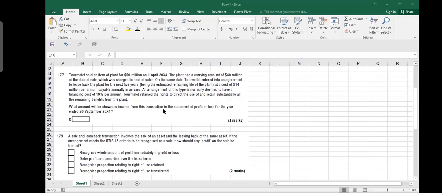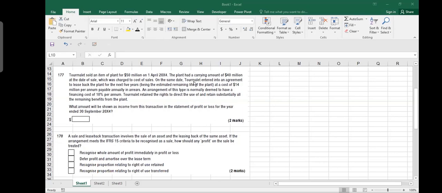Income from the transaction in your P&L for the year ended 30th September 2004. Okay. So Tomalet sold an item of plant for 50 million on 1st April 2004. The plant had a carrying amount of 40 million at the date of sale, which was charged to cost of sales. So a 40 million plant you are selling for 50.